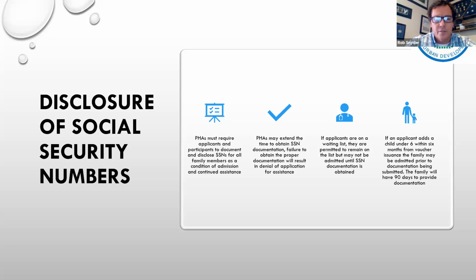Some information here on disclosure of social security numbers. Housing authorities have to require all applicants to document and disclose their social security numbers. Now the housing authority can give families more time to obtain that social security number or documentation of the number prior to the denial of an application. Folks can remain on a waiting list until the social security documentation is obtained. And then if applicants add children under the age of 6, they can be admitted for up to 90 days prior to the documentation being provided. And that's for children under the age of 6.